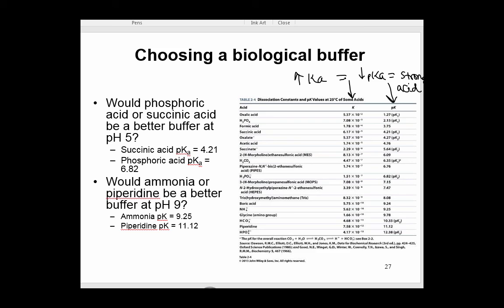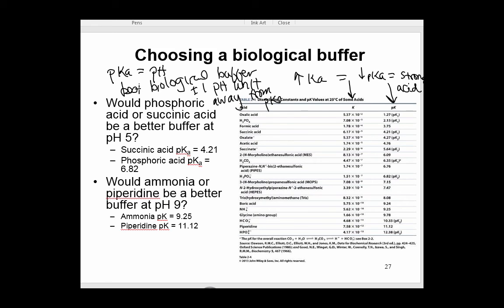Okay, so when we're looking for a better biological buffer, we want the buffer that resists changes around that pH unit. And remember, that occurs when the pKa equals the pH, which is the best biological buffer. And we said that the best biological buffer is within plus or minus 1 pH unit of the pKa. Okay, so we want to have a biological buffer at pH 8.